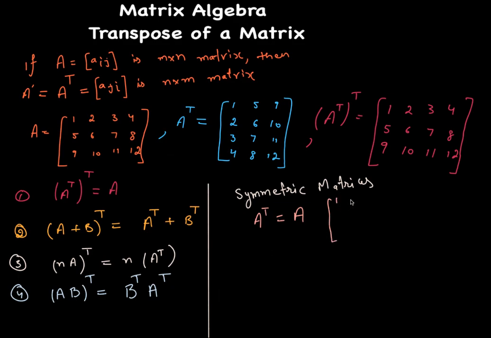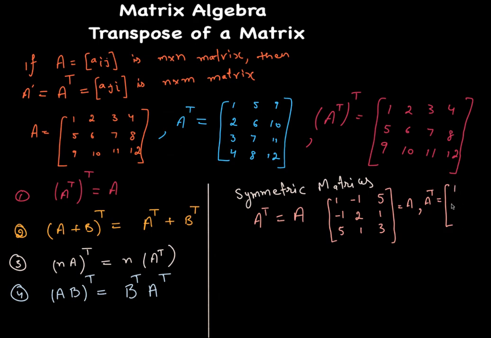So let's say I got 1, -1, 5, then -1, 2, 1, and 5, 1, 3. Okay, and this is, let's say, A, and if I find A transpose, so basically the column of this is going to be the row of that, or the row of this is going to be the column. It works both ways. So let's write down the rows of this one as the columns of this one.